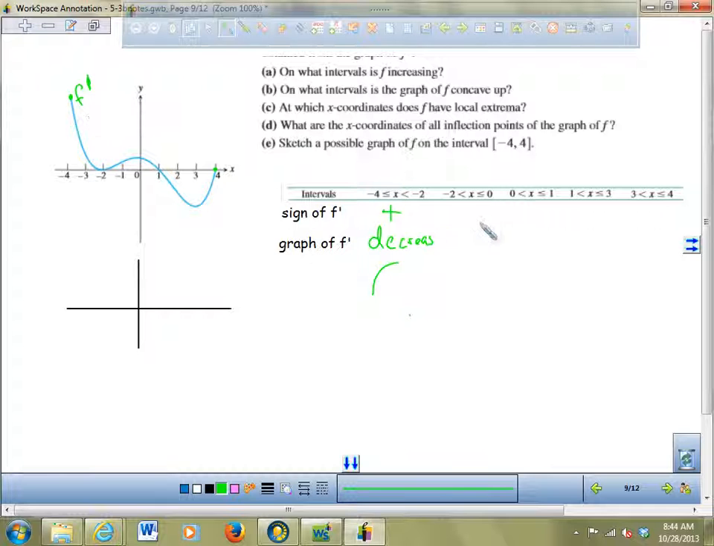Okay? So let's look from -2 up until 0. What's the sign of f prime? Positive. Is it increasing or decreasing? Increasing. So at that point, is my function concave up or concave down? The graph of the derivative is increasing, so it's concave up. I'm sketching little pieces of f. So there, it's concave up. Okay.